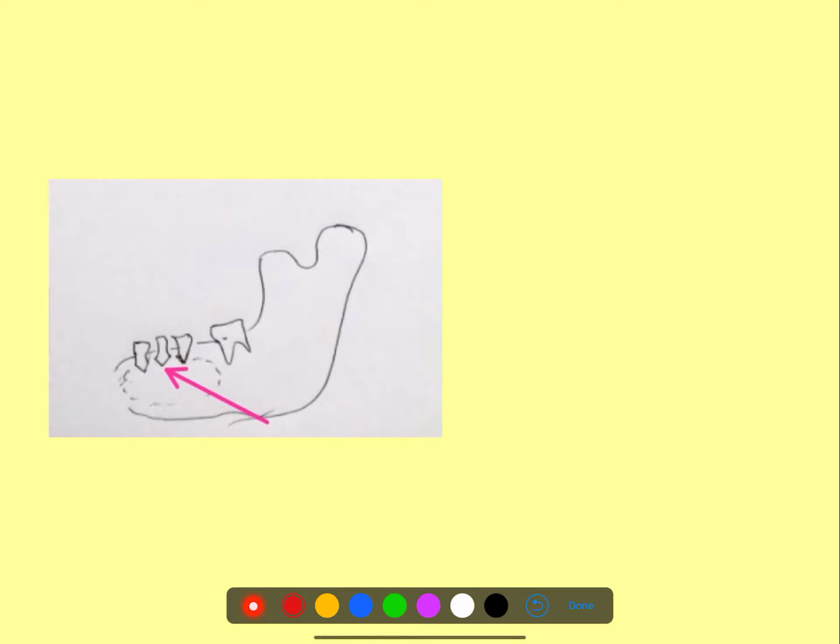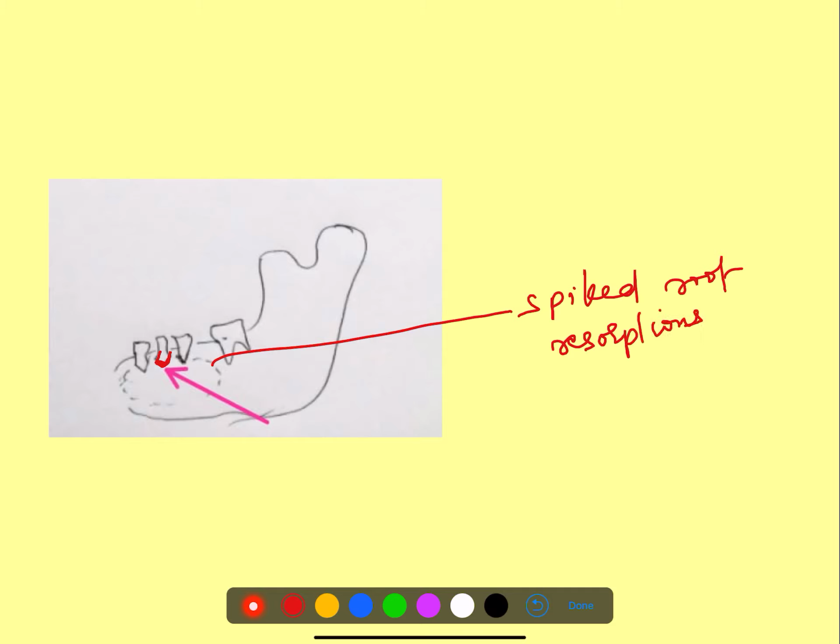So this is a type of root resorption. You can see that the root resorption is spiked here. So spiked type of root resorption is mostly seen in malignancies.